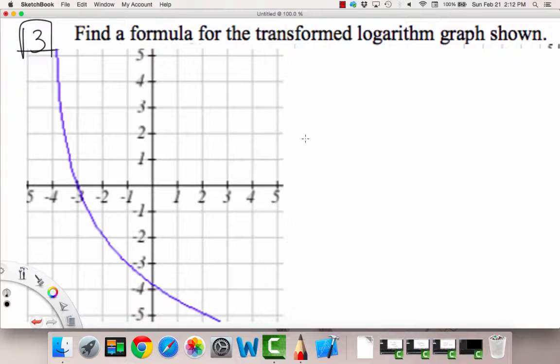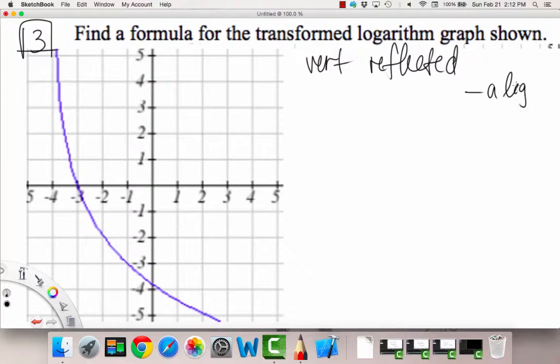Okay, so number 3, we're going to find a formula for this transformed logarithm graph shown. The first thing we notice is that it looks like it's vertically reflected, which means there's going to be a negative sign all the way out in front of the log. So we're going to have some kind of negative a log dot dot dot. Okay, and then what else do we have?